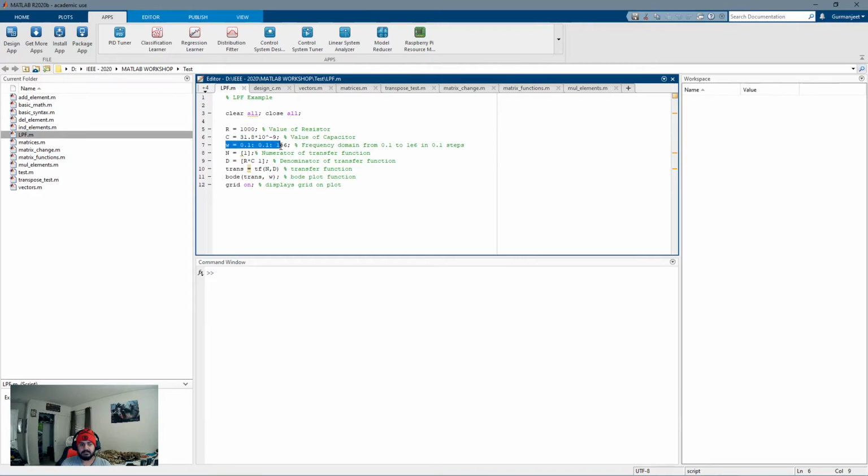And this is our frequency domain right here. Randall should have gone over this, but I'll just touch it a little bit right now. So essentially what this says is that we're going to start at 0.1, we're going to increment by 0.1, and we're going to go all the way up to 1 times 10 to the 6.